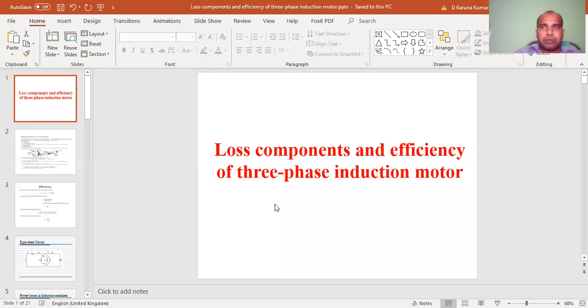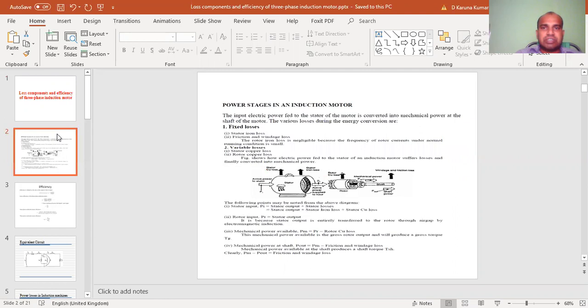Good morning. Today I am going to discuss the power losses component and efficiency of a three-phase induction motor. What are the losses of an induction motor? What is the efficiency of a three-phase induction motor? First of all, what are the losses of a three-phase induction motor? First of all, power stages.